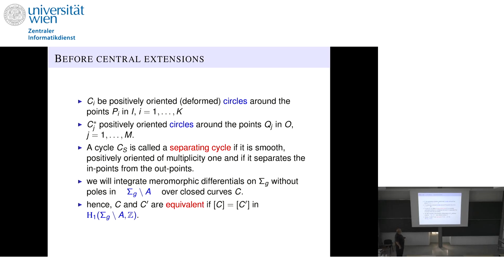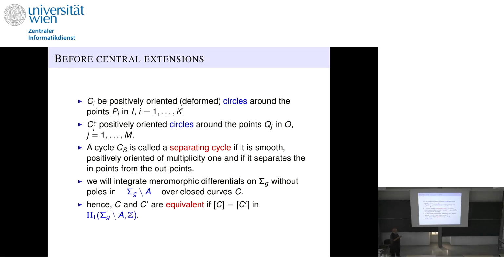Okay, good. But now we integrate meromorphic differentials on this Riemann surface without poles in the complement of A, okay? Over a closed curve. This is a closed curve here. Hence, C and C prime are equivalent if C is equal to C prime in the homology group of this Riemann surface where we remove the A.